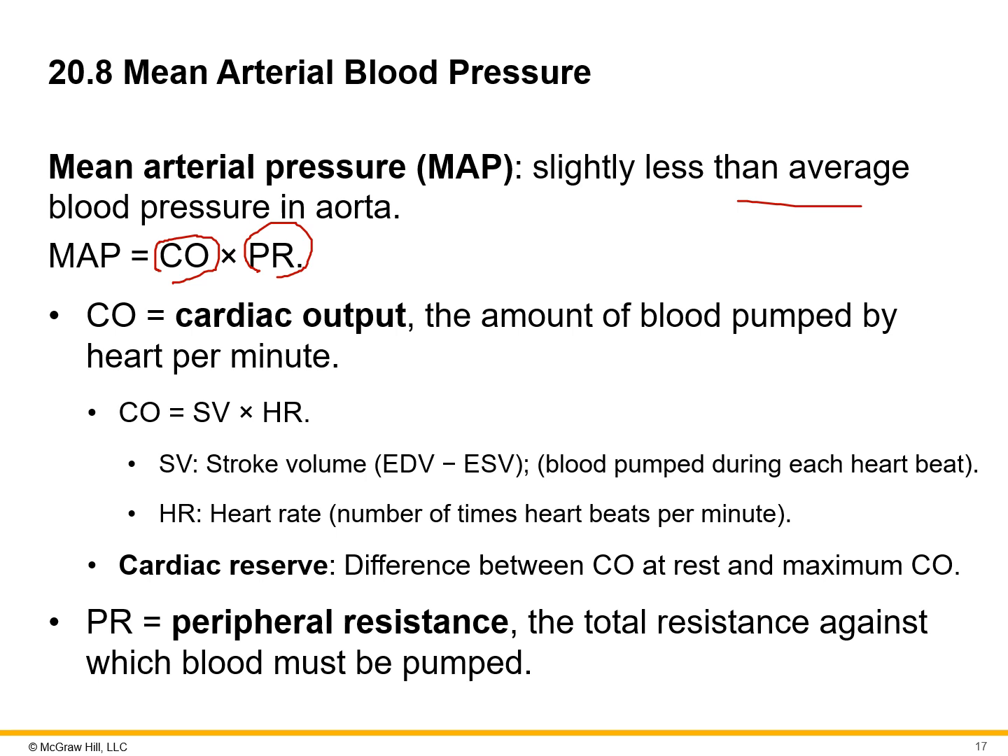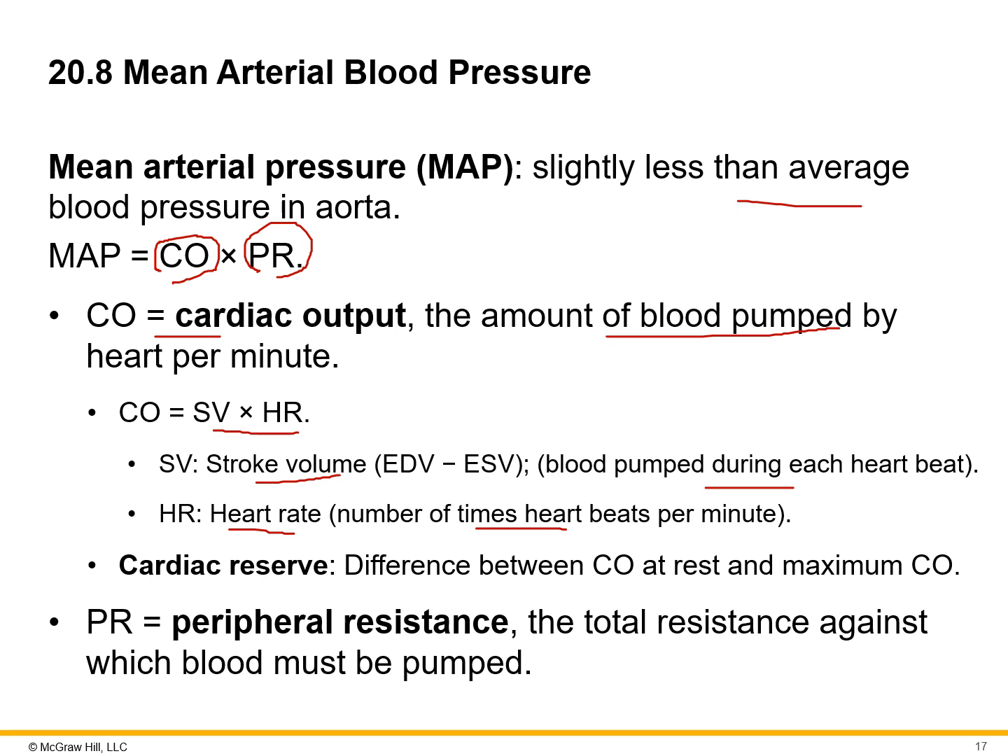So what are those? So the cardiac output is the amount of blood pumped by the heart per minute. So how much blood can our heart pump every minute? Well, how do we calculate that? Well, that is calculated by multiplying the stroke volume by the heart rate. And the stroke volume is the blood pumped during each heartbeat. And then the heart rate is the number of times the heart beats every minute. So how much blood is being pumped with each beat times how frequently the heart is beating. That gives us our cardiac output.